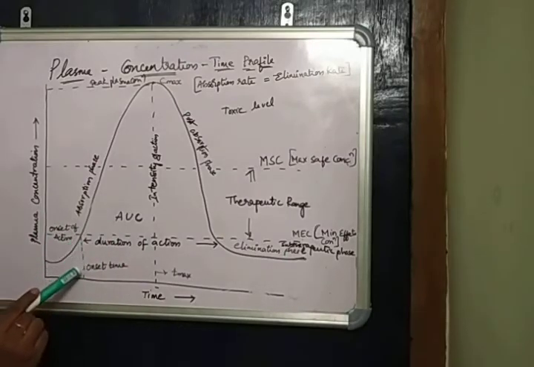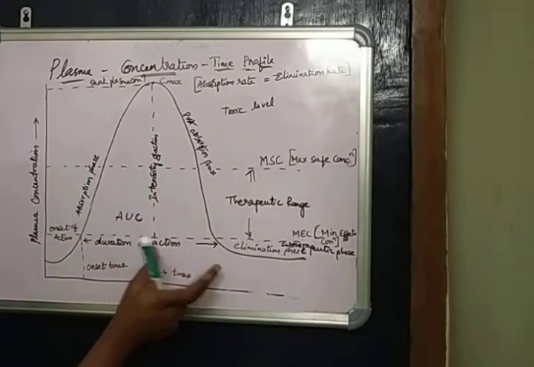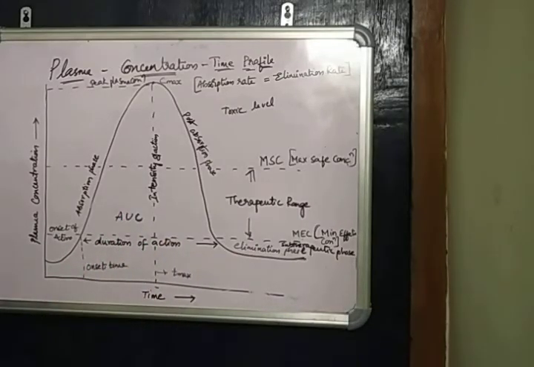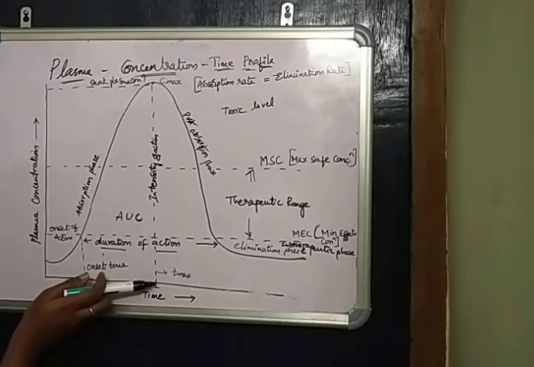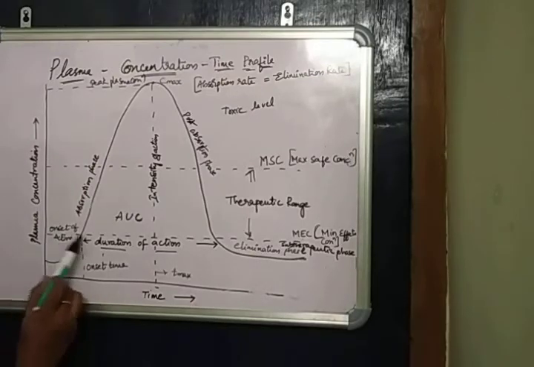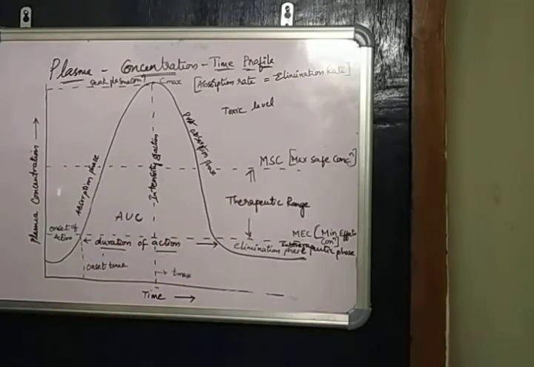Okay, here on the y-axis is the plasma concentration and on the x-axis is the time. Here, in between the curve, from the absorption phase to the post-absorption phase and finally the elimination phase, there is a duration of action. Okay, this is the duration of action. And from where the concentration reaches the maximum peak plasma concentration, C max and T max, this shows the intensity of action. Here these dotted lines represent the MEC, the minimum effective concentration, and at the post-absorption phase, the maximum safe concentration.